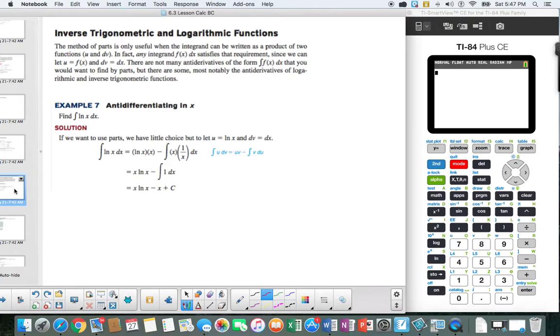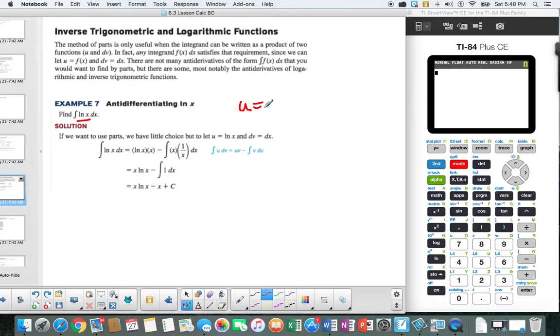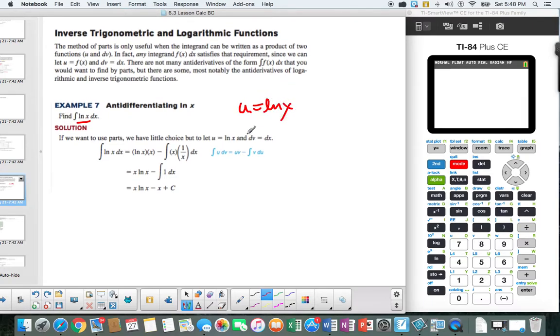All right, inverse trig and logarithmic functions. So in this example, we see our integrand is natural log of x. I don't know how to find the antiderivative of natural log of x, so I have to use integration by parts. So we're going to let u be equal to natural log of x, and we'll let dv be equal to dx. And when we do this, here it is right here, we get through the process and we're able to find the antiderivative.